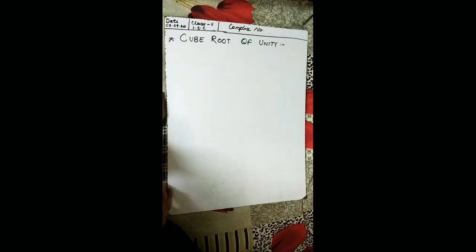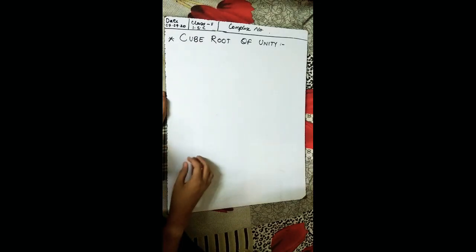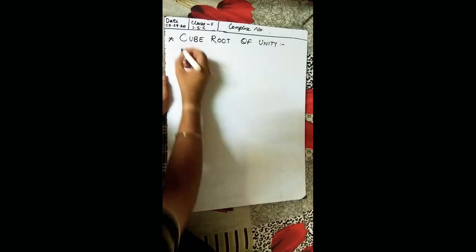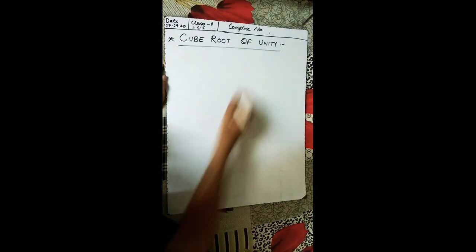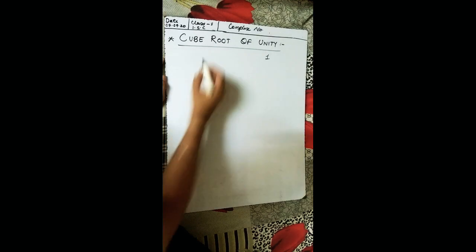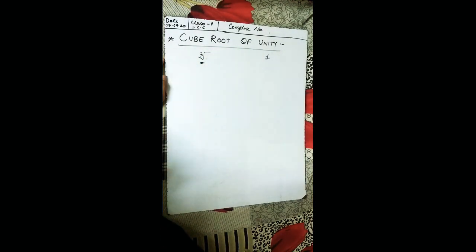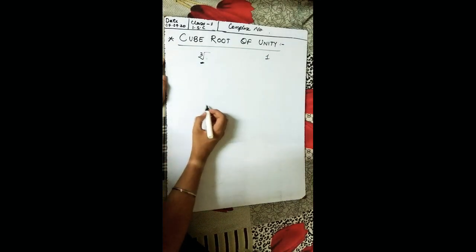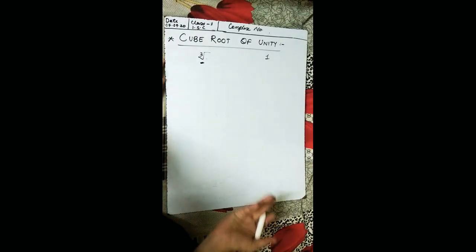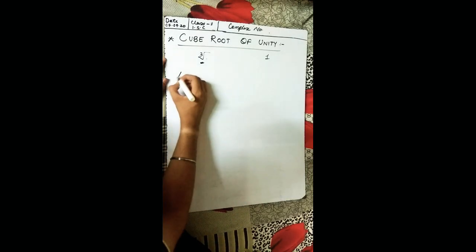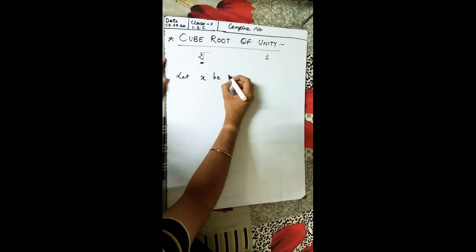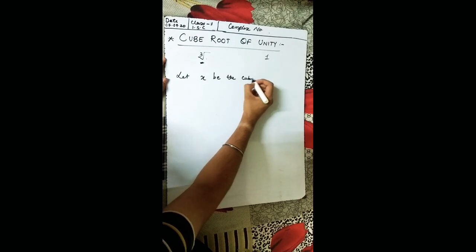So we were doing complex numbers, and the very last topic we are going to touch is cube root of unity. Okay, so let's get started with the topic. First of all, let me give you the introduction. What do we mean by the cube root of unity? Unity means 1, and cube root means this. If I ask you what will be the cube root of 1, you will tell me that will be 1 only. So, let x be the cube root of unity.